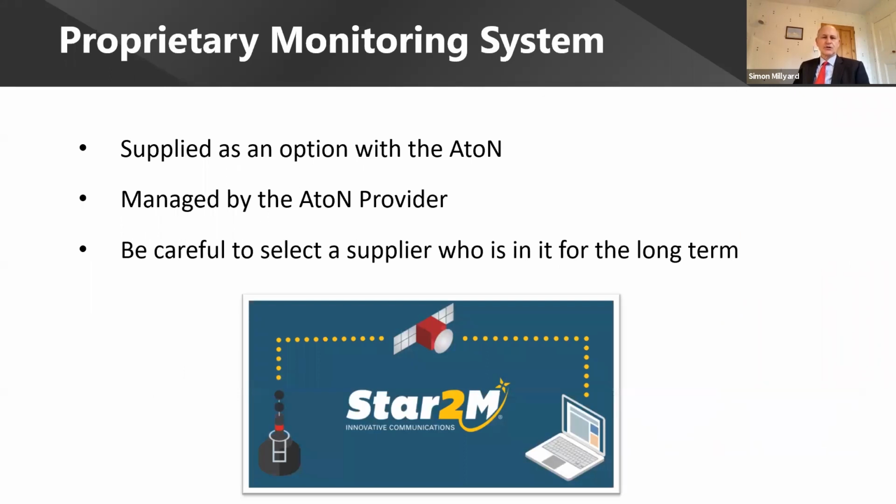Here's a proprietary monitoring system. I picked out the Sealite one, but many manufacturers will offer, when you purchase their AtoN navigation, a system that you can use to monitor. Some it comes free, others you subscribe. It's generally web-based. And here's a little graphic from the AtoN up to the satellite down to your front-end screen.